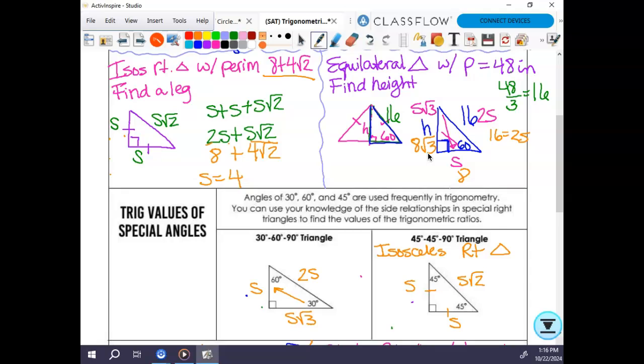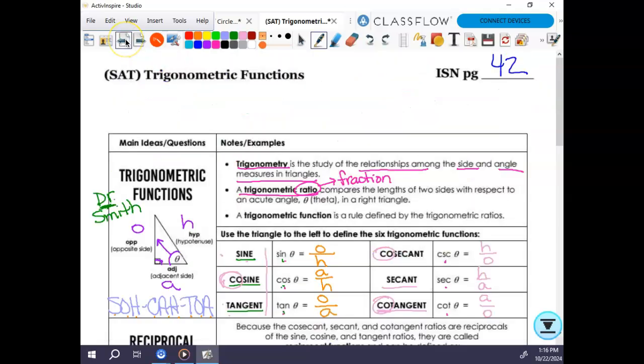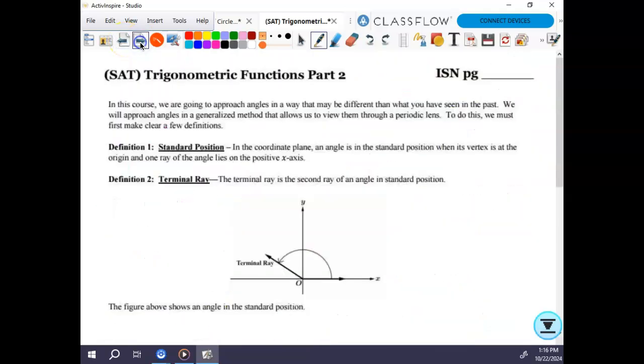Now we're going to go back to some trig stuff. So grab your second sheet of paper, which we can put on page 43.